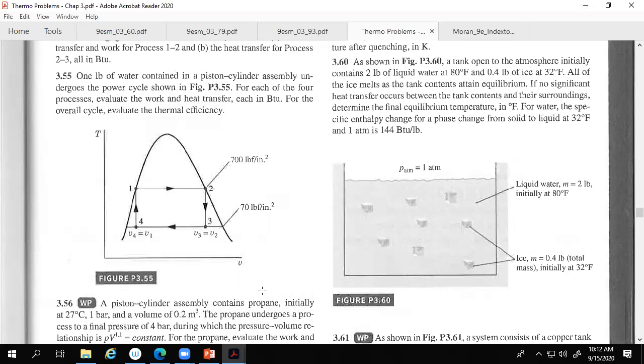For water, the specific enthalpy change for a phase change from solid to liquid, i.e. melting, takes 144 BTUs a pound. That's a real good number to memorize. If you take a pound of ice and you want to melt it, you've got to put 144 BTUs of energy into it. Likewise, if you have a pound of water at saturation and you want to freeze it, you've got to suck 144 BTUs out of it in order to solidify it.